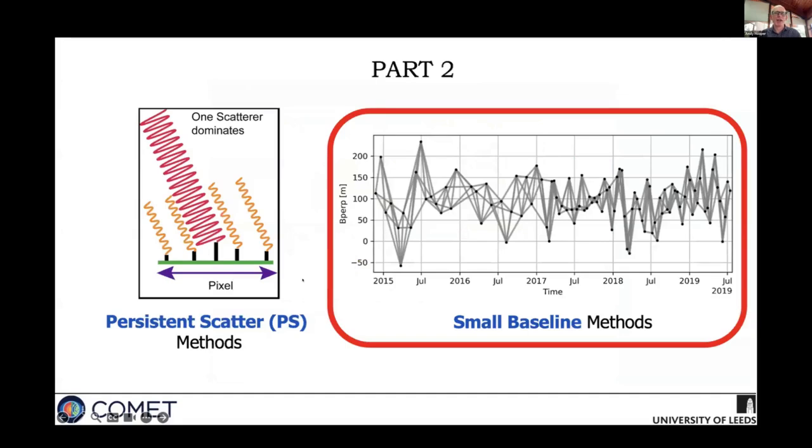Okay, I'm going to talk about small baseline methods next. It'll actually be a lot quicker because this isn't so different from standard InSAR. So hopefully we'll get finished on time.